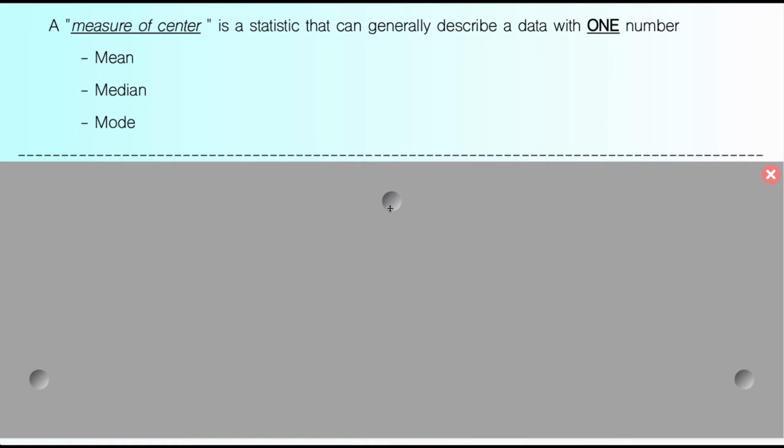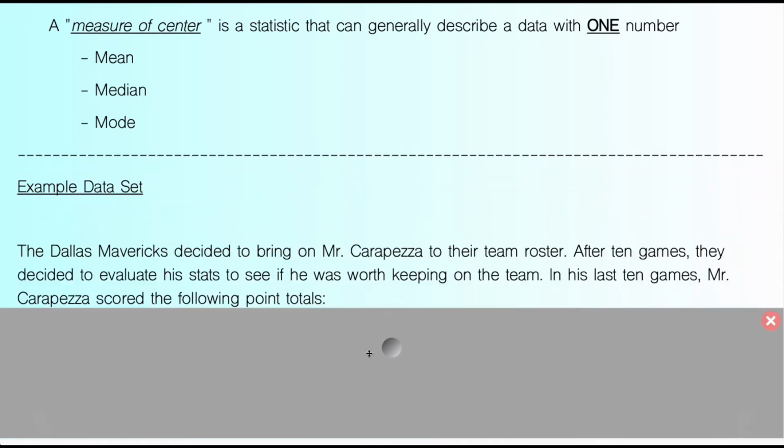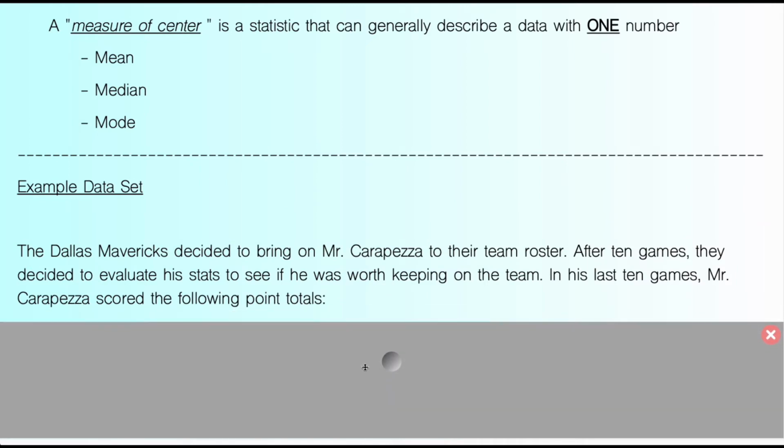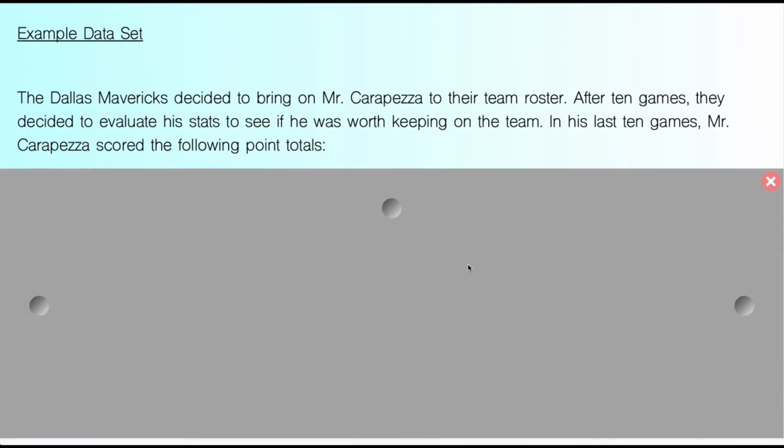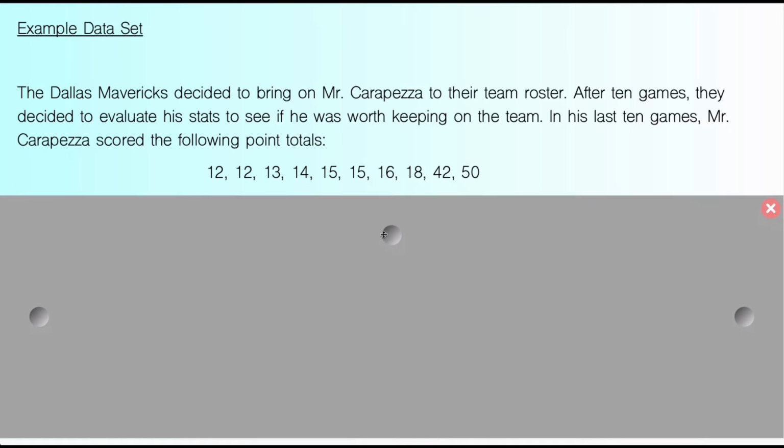Let's say, hypothetically, the Dallas Mavericks decided to bring me onto their team roster. And after 10 games, they decide to evaluate my stats. They want to know if I'm worth keeping on the team. So they decide to look at my last 10 games. And they find that I scored in the last 10 games 12 points, 12 points, 13 points, 14 points, 15 points, 15 points, 16 points, 18 points, caught on fire, scored 42 in one game, and I threw up a 50 burger in one game.